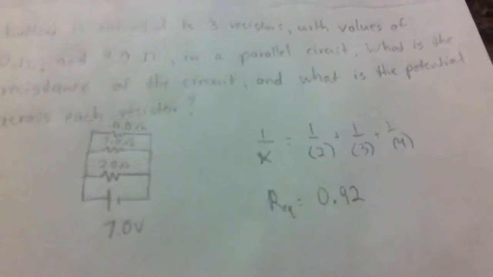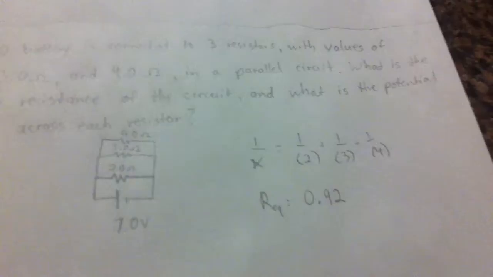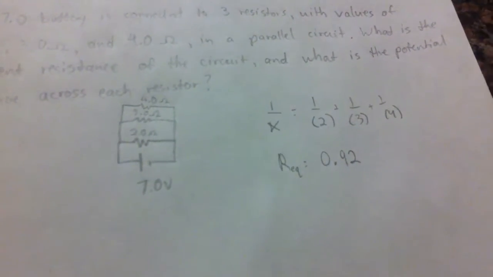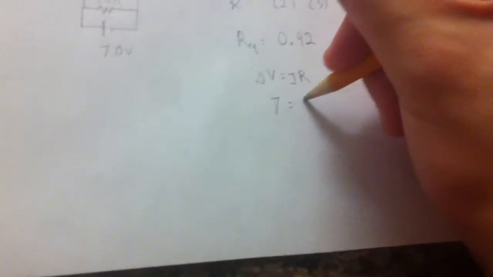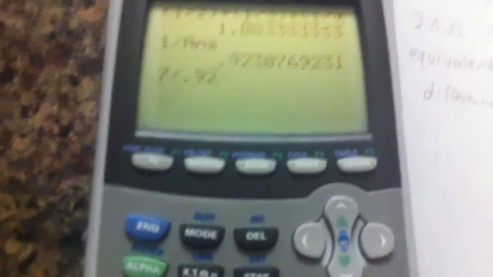So now that we found that, before we find the potential difference across each resistor, we need to find the current. So we need to use this equation right here, our favorite equation. We know that the battery has 7 volts. We don't know the current, but we know that the total resistance is that. So we're just going to go 7 divided by 0.92, and that is our current.